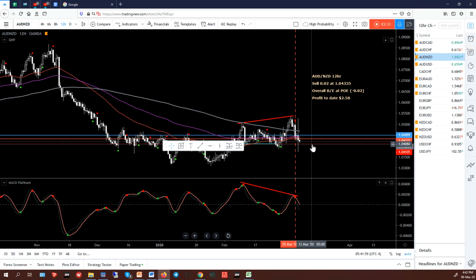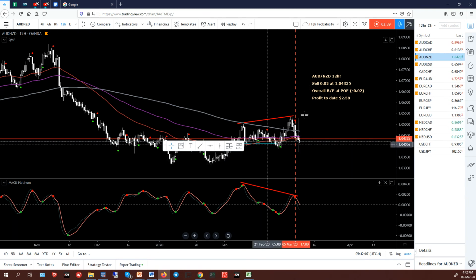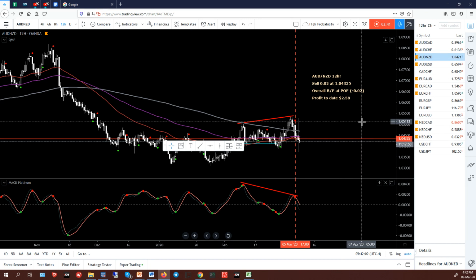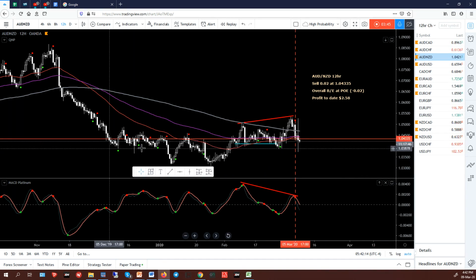I've just left these things. This spike candle this morning stopped me out on my previous buy, so that's gone. So it's just a sell in place. Not making much money on this Aussie New Zealand. It's been a hard pair to trade. Look at the sideways action on the 12-hour charts.